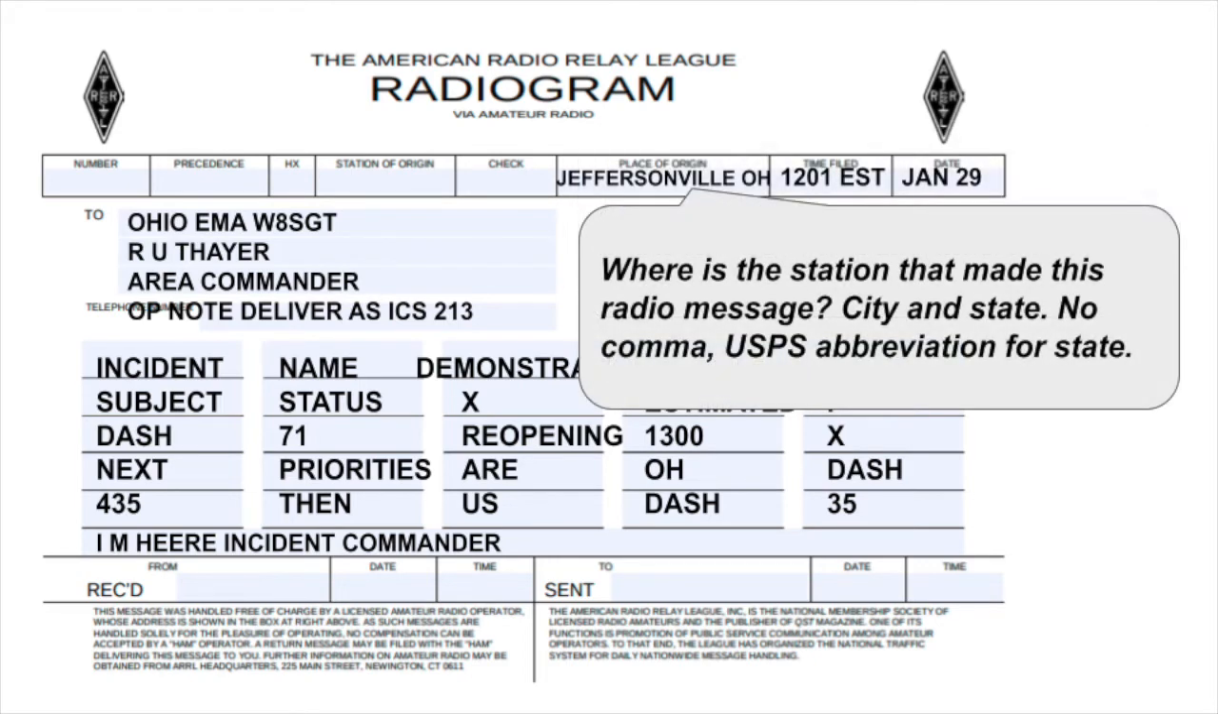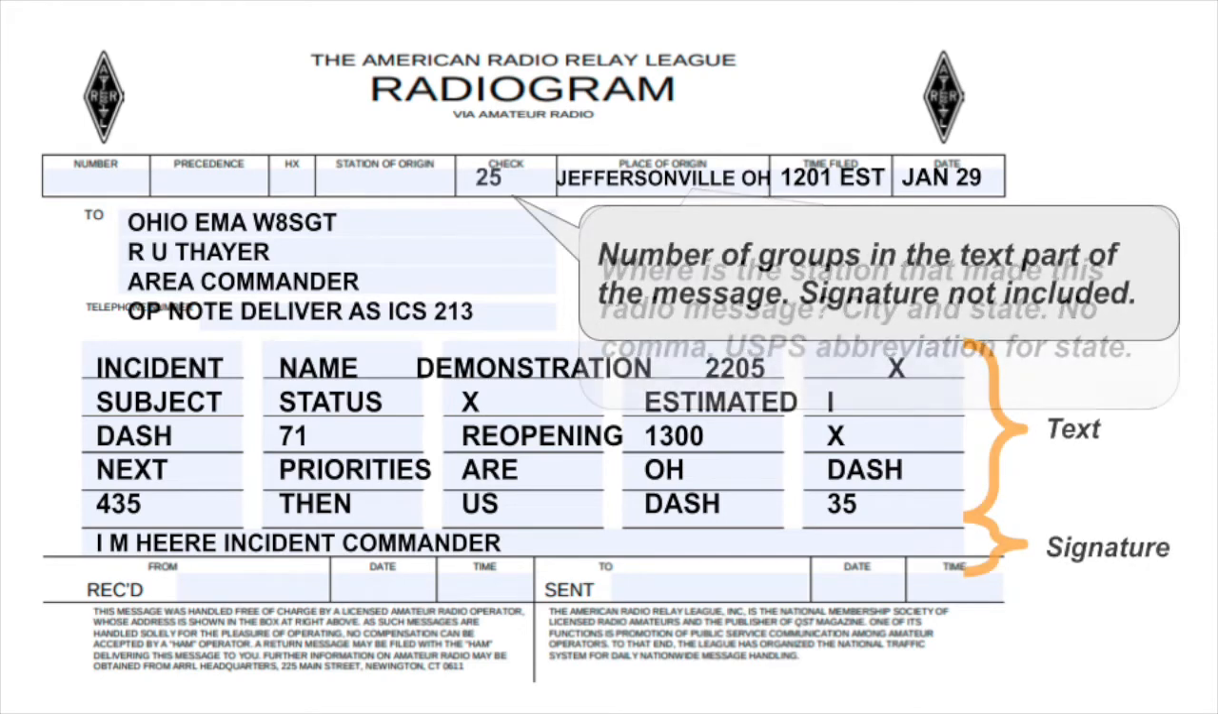The place of origin says where the station originating the radio message can be found. Use city and state with no comma between them. The state should be written as a United States Postal Service 2-letter abbreviation. The check is the count of groups in the text. Note that this is only the text part. It does not refer to either the preamble, the address, or to the signature. In this case, we have 25 groups.